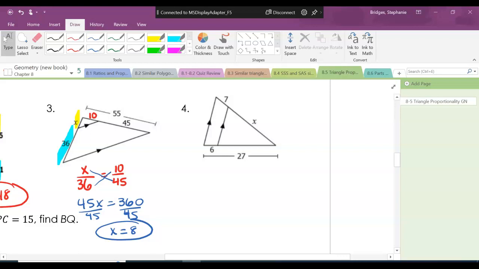What would just this part? 27 is so what? There you go.